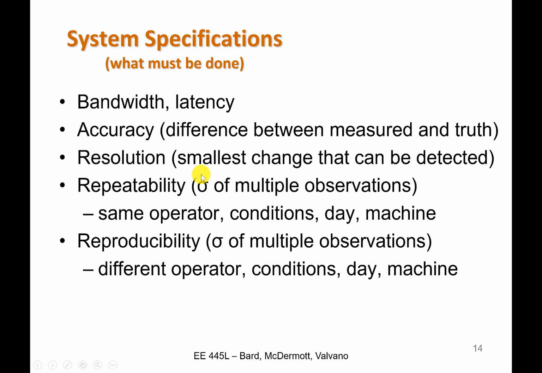You saw that in lab 2. Okay? The central limit theorem allowed us to reduce the standard deviations. Okay? Now, if we have the same operator, the same conditions, the same day, the same machine, and do it over and over again, we call it repeatability. If we have different operators, different days, different machines, whatever, we're going to use that variability as reproducibility.